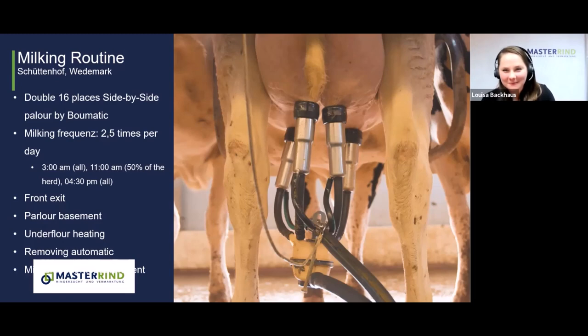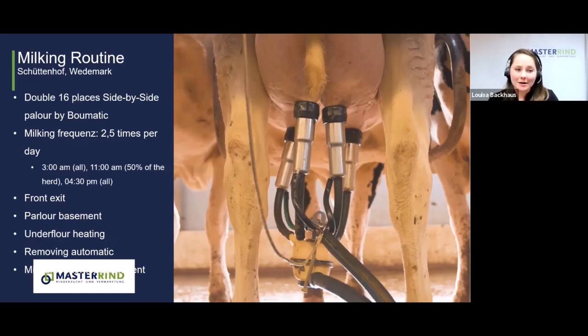Our milking routine, as I promised. We milk in a double 16 side by side from Bomedic. We really like that parlor and we have a milking frequency of 2.5 times per day, which is probably quite special, but we do that because we are still a family farm. And even though we have employees who are not from our family, we want to have good working hours for them and family friendly working hours as far as that is possible.